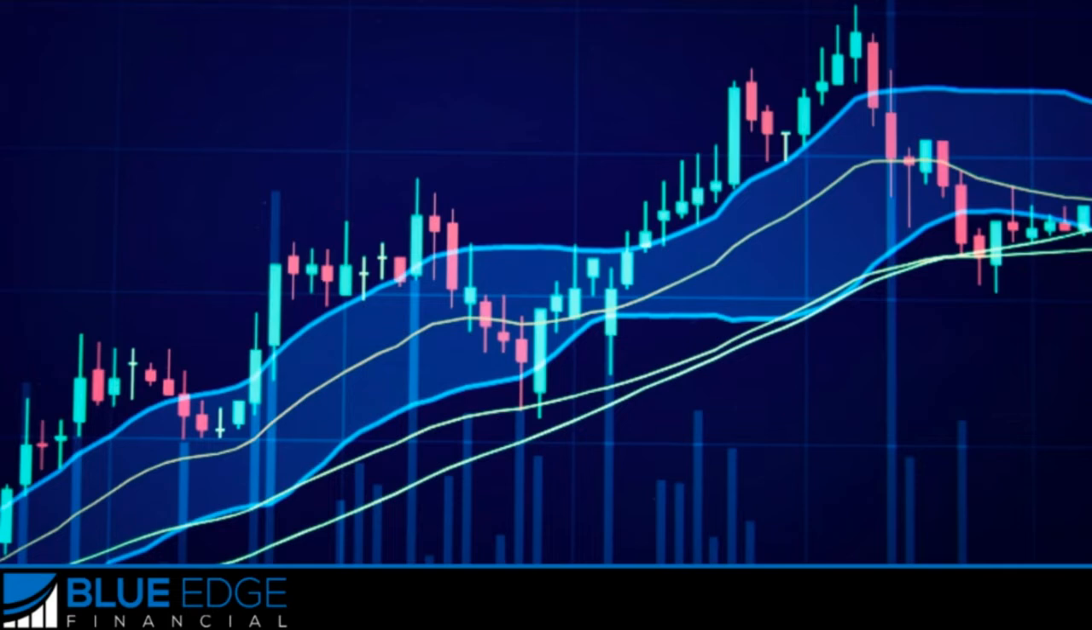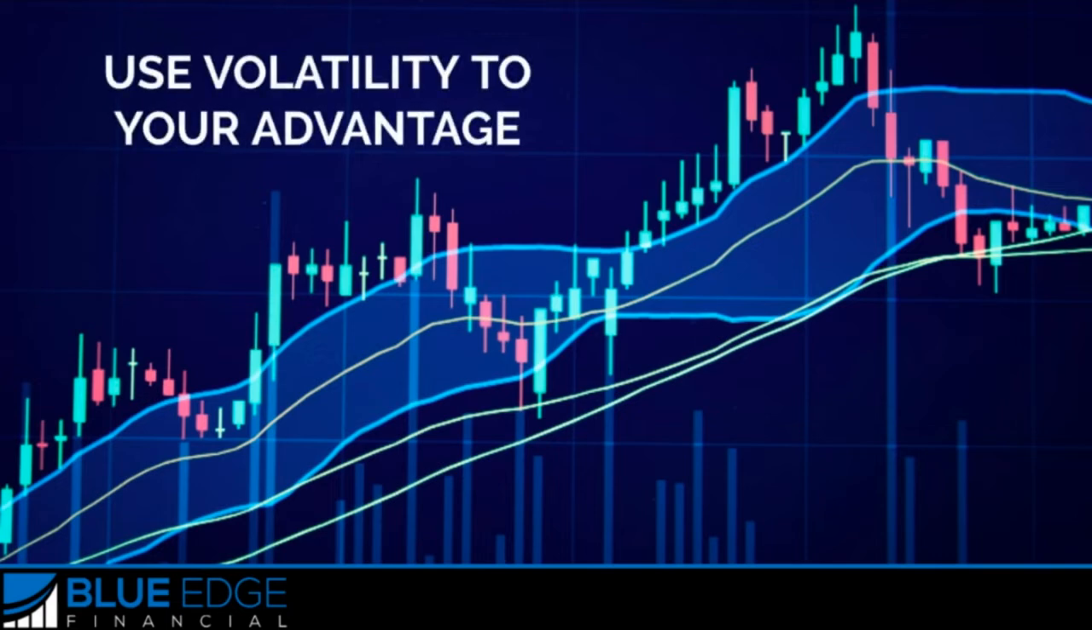Traders use volatility to make profits, and that's why the Forex market is so attractive. However, a lot of times the market is moving so fast and it's so exciting for traders that a lot of traders try to get in and get out quickly and they lose money. The goal here is to use volatility to your advantage.